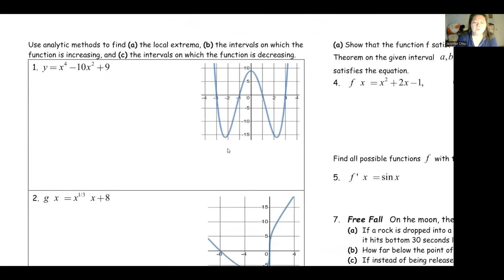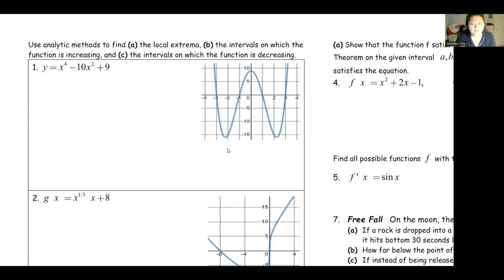Okay, so in 5.1, we started with the graph, and we used the first derivative to find our extrema, our maximums and minimums. We gave you a graph to look at after you used analytic methods to find these values: are they truly maximums? Are they truly minimums? The graph was really helpful.